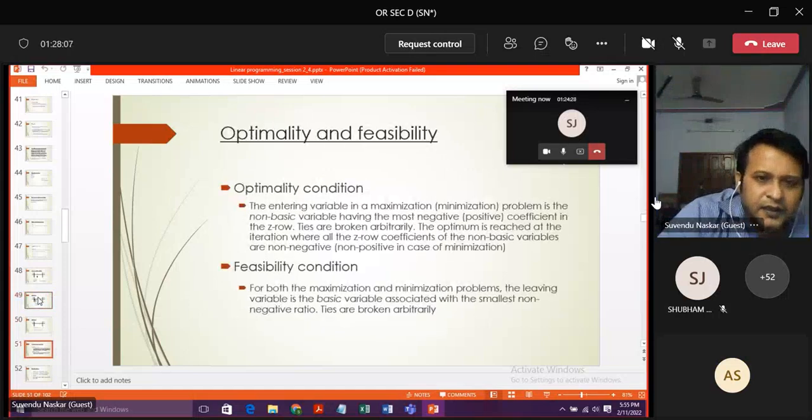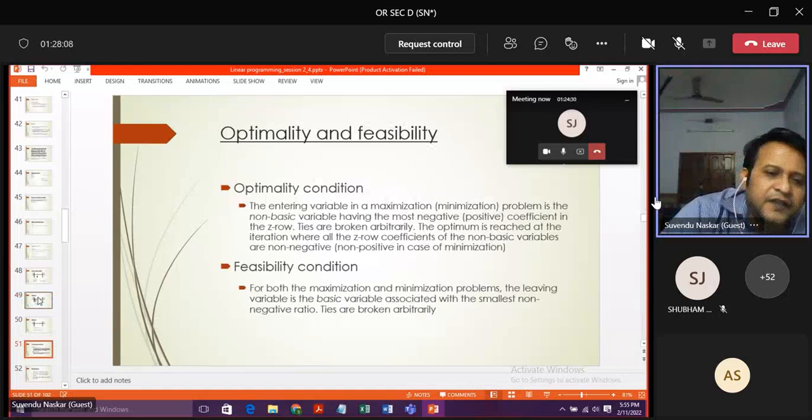Okay. So then we are checking feasibility conditions for both the maximization and the minimization problems. The leaving variable is the basic variable associated with the smallest non-negative ratio.